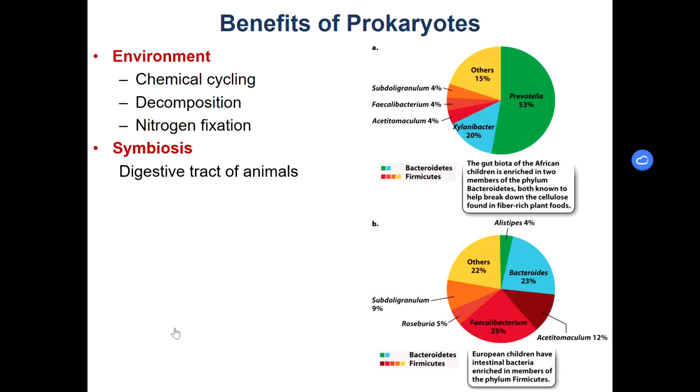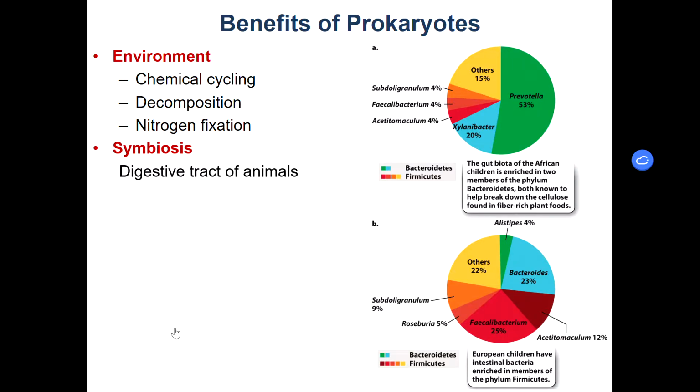There's also certain symbioses that have formed between bacteria and archaea and organisms, such as in the digestive tract of animals. So these figures are from your textbook, and they were looking at the human microbiome. So humans and other animals have a microbiome that's made up of single-celled organisms. And what they did is they looked at the gut, so the stomach microbiome of African children who eat more of a plant-based diet compared to European children who eat more of a meat-based diet.